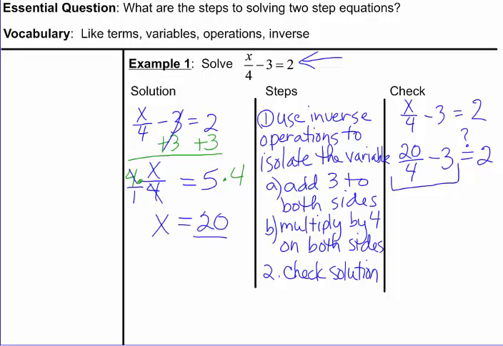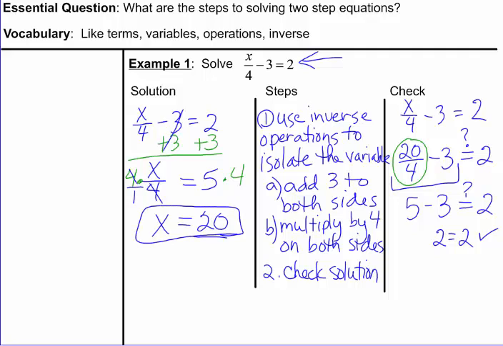So you have to use order of operations. There's a divide and a subtract. In our order of operations, our divide comes first. So we'll go 20 divided by 4. That's 5, minus 3. And then you do the subtraction. 5 minus 3 is 2. 2 equal to 2, yes it does. So x equal to 20 is the correct answer.